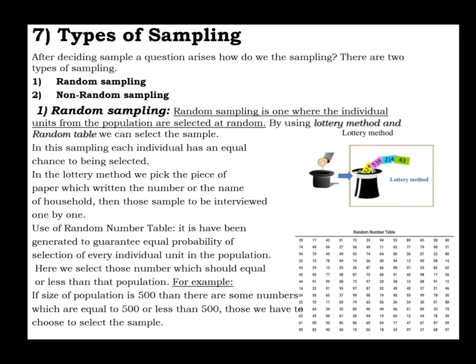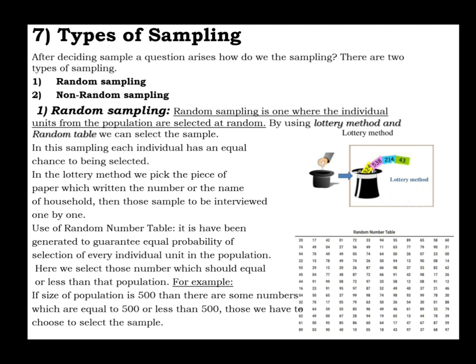Let us understand what random sampling is. Random sampling is one where the individual units from the population are selected at random. So here we select the individuals or the sample randomly. There is no particular systematic manner, meaning we do not first select this household, then the next, then another one. We select the study units randomly. Here we have certain methods to select the samples, like the lottery method and the random number table.